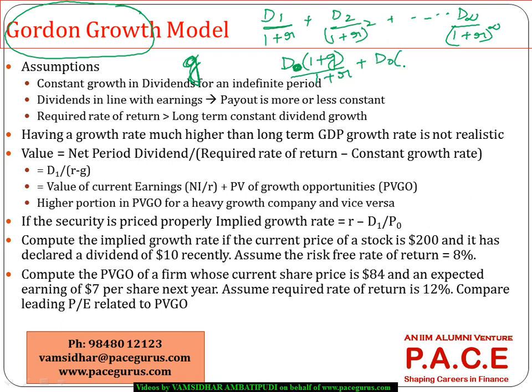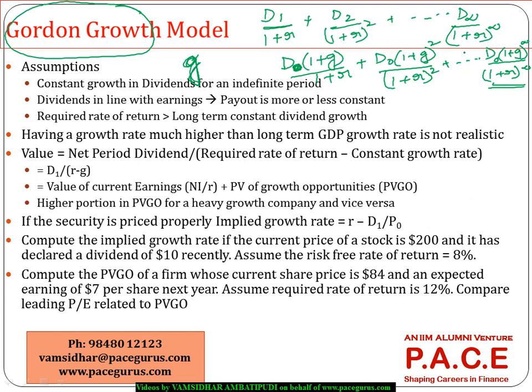One more year later, because it has to grow at G, it becomes D0 into (1 plus G) squared divided by (1 plus R) squared. Similarly, D0 into (1 plus G) to the power infinite by (1 plus R) to the power infinite. Even this is a resemblance of a geometric series. Why am I taking infinite here?